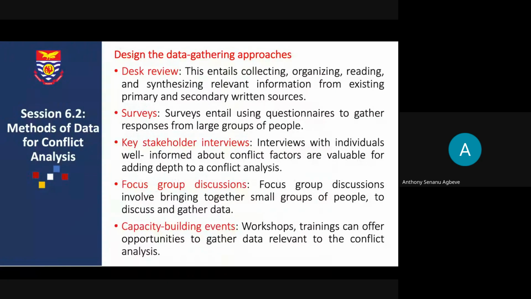So with a focus group discussion, you bring about 6 or 10 people together at one place, and you ask each and every one of them questions one after the other. That is what we call a focus group discussion, right? Or you want to organize capacity building workshops.